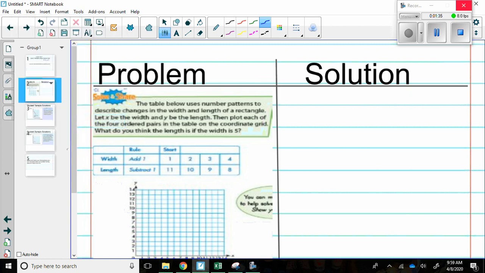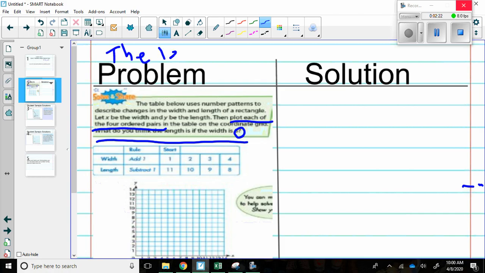Okay, let's go ahead and work this problem. This one's a little different. Cubes doesn't really fit the style, but we're going to go through anyway to help us break down the problem. There's really no numbers to circle except for 5. That's what it wants us to find at the end. We need to underline the question, and this one is tricky because it's kind of a two-part. We need to plot each of the four ordered pairs. And then it also asks, what do you think the length is if the width is 5? So that's the question I want to answer.